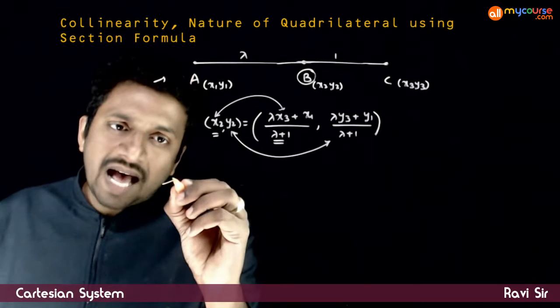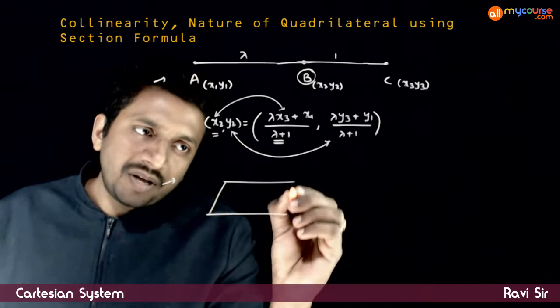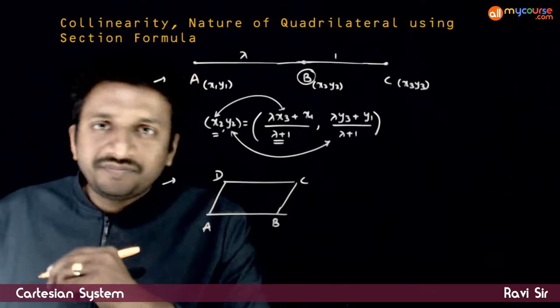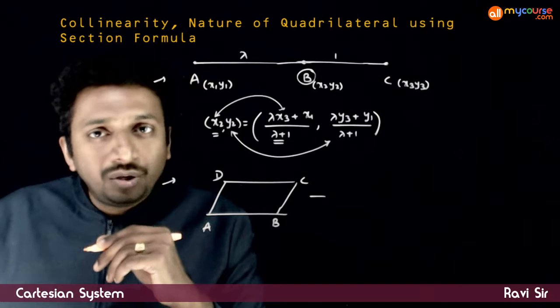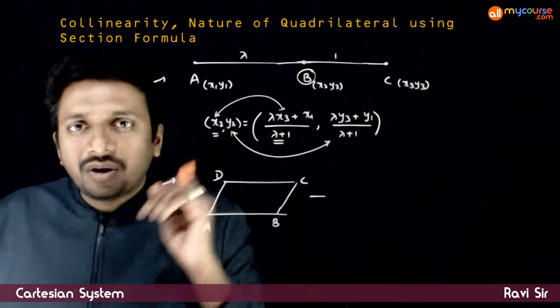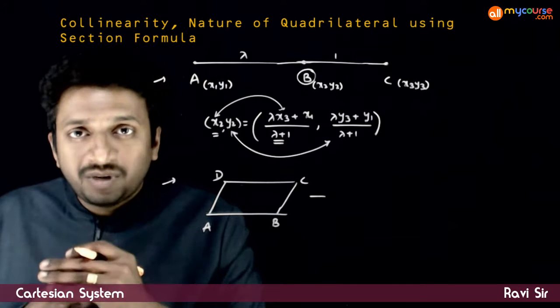Next, if you are asked to find the nature of the quadrilateral formed by 4 points A, B, C, D, we have already seen how to use distance formula to determine the nature of a quadrilateral. Now let us see how to use section formula.